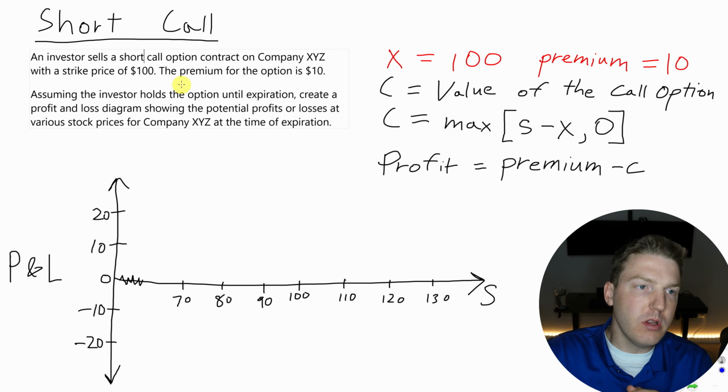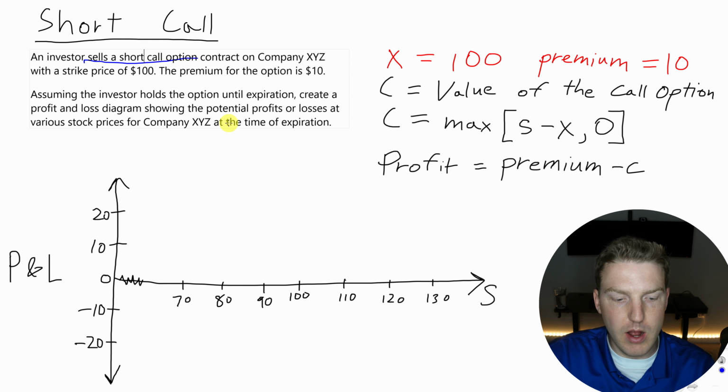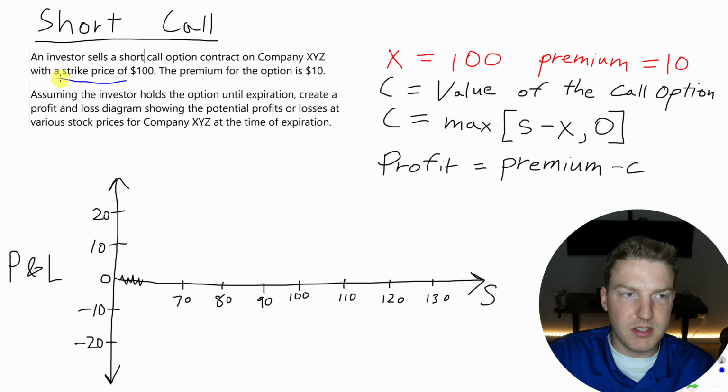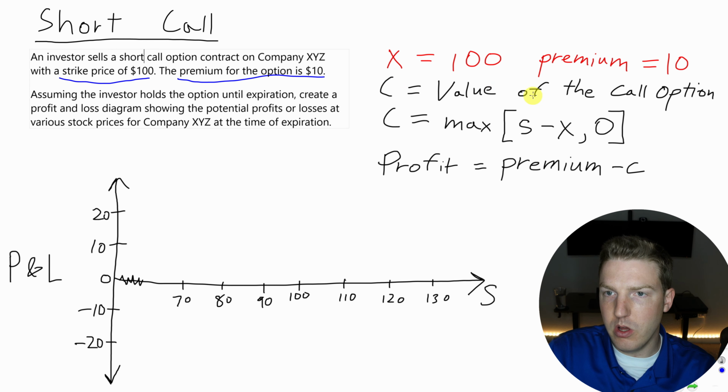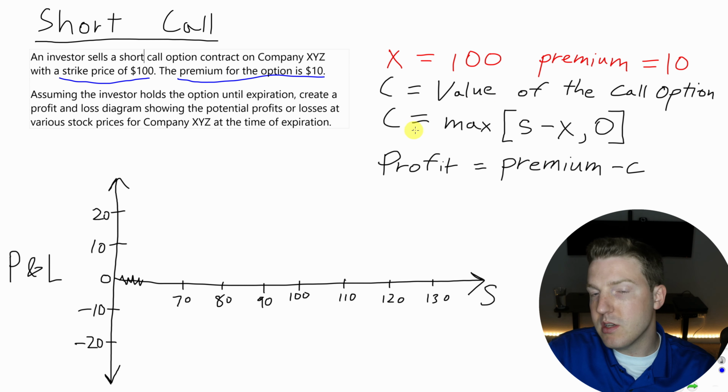Now, let's draw a payoff diagram for the opposite side of that call option. This is going to be for the investor that sells a short call option contract, right? And we're just going to do the same thing, but for this short call option, the strike price again is going to be 100, and the premium that was received for the investor that sold the call was $10. Again, so X is still 100, premium is still 10. The value of the call option is still equal to the maximum of the underlying stock price minus the $100 exercise value, or 0. So the call still cannot be below $0.